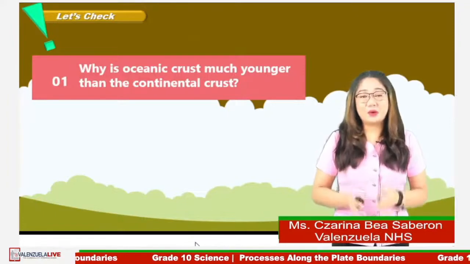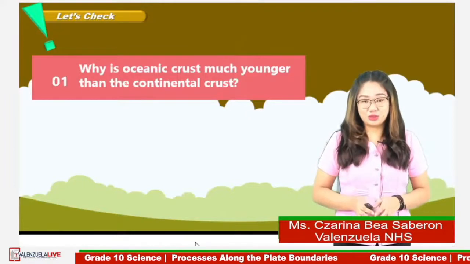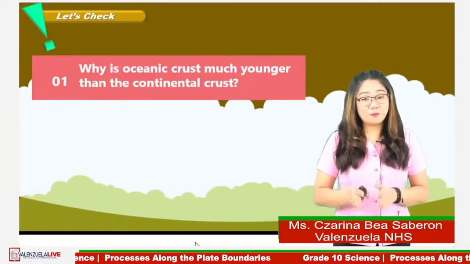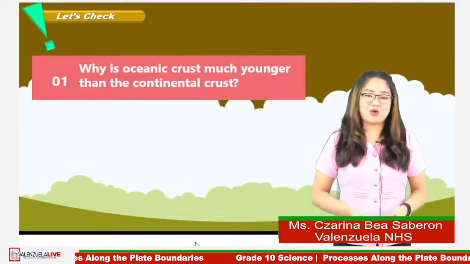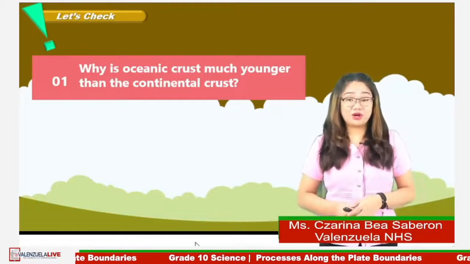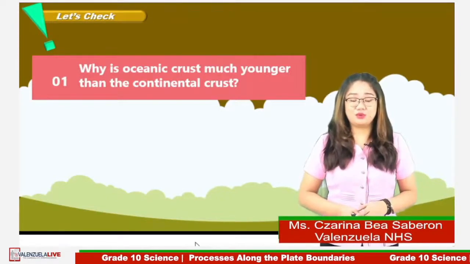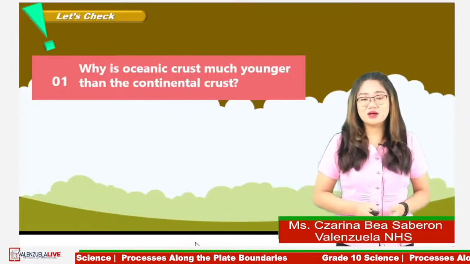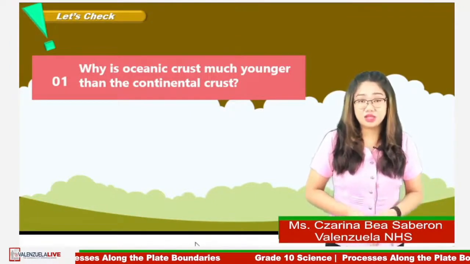Well, the oldest continental crust is 4 billion years old. And the Earth, take note, was formed 4.5 billion years ago. So just imagine how ancient the continents are. Whereas the oceanic crust is just 260 million years old. Sounds old, but compared to the continental crust, continents are way older than the oceanic crust.